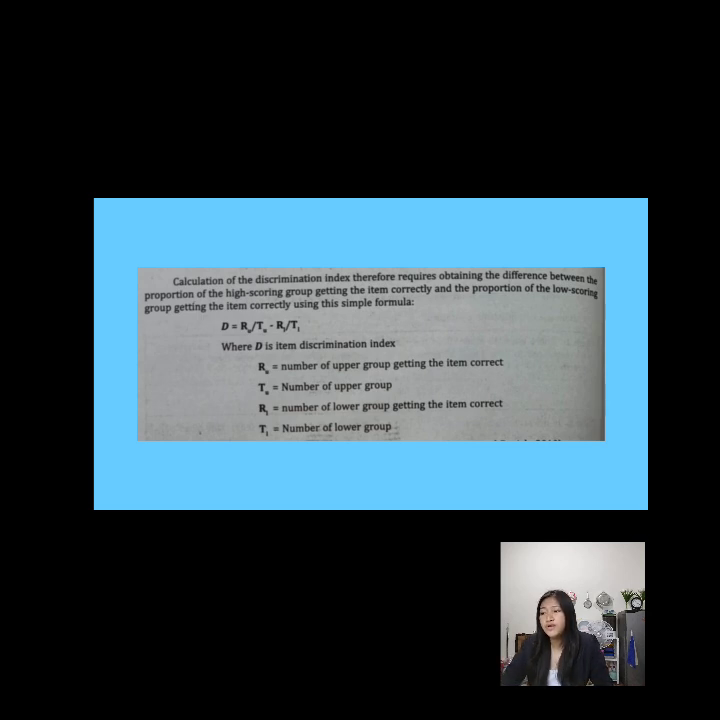First I will discuss the first formula, which is D equals RU over TU minus RL over TL, where D is the item discrimination, RU is the number of the upper group who got the correct answer, TU is the total number of the upper group, RL is the number of the lower group getting the correct answer, and TL is the total number of the lower group.